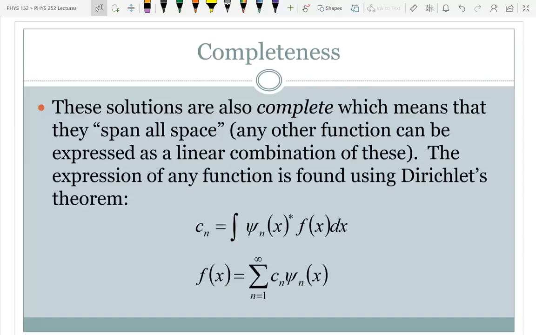I've talked about the orthogonality requirement of our solutions. Another requirement of the solution is completeness. And you're like, completeness. Well, you may or may not have seen a movie with that famous line. You complete. Yes, no?